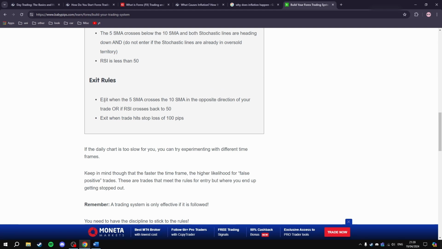Exit rules. Exit when the 5 simple moving average crosses the 10 simple moving average in the opposite direction of your trade, or if the relative strength index crosses back to 50. Exit when the trade hits a stop loss of 100 pips. If the daily chart is too slow for you, you can try experimenting with different time frames. Keep in mind though that the faster the time frame, the higher the likelihood of false positive trades. These are trades that meet the rules of an entry but where you end up getting stopped out.